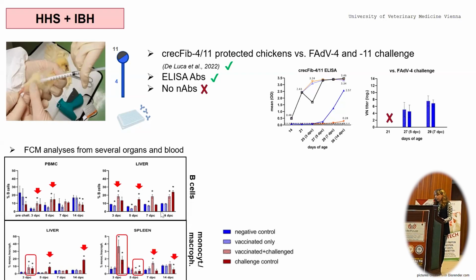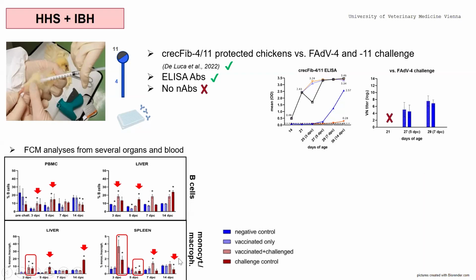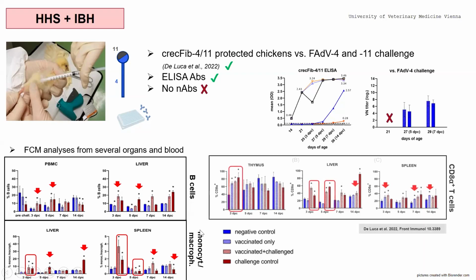These are monocyte macrophages in liver and spleen. At the very early point of infection, 3 days post-challenge, we see that both the vaccine plus challenge group and the challenge control significantly rise compared to basal level. But in the liver, immediately after, only the challenge control remains pathologically high, whereas the vaccine group goes back to basal level. In the spleen, actually, both groups again have a significant drop compared to basal levels, but by the end of the experiment, only the vaccinated ones went back to basal levels.